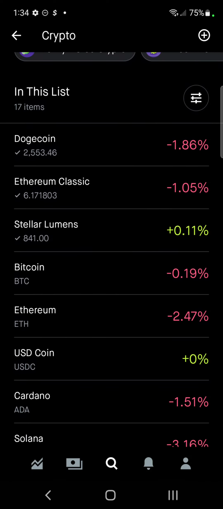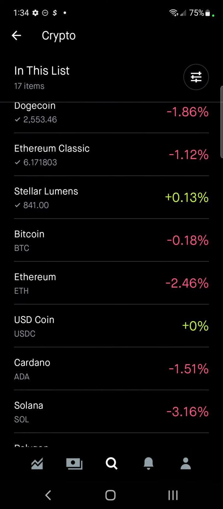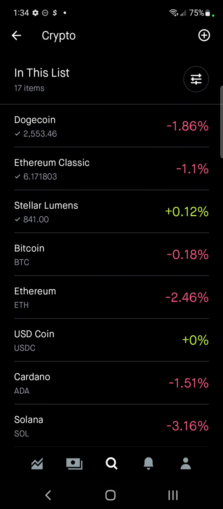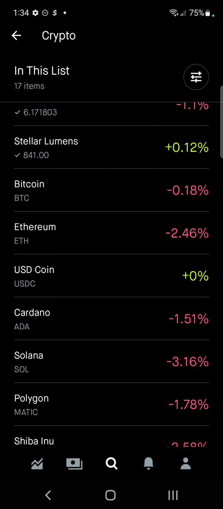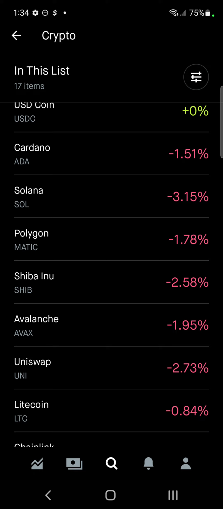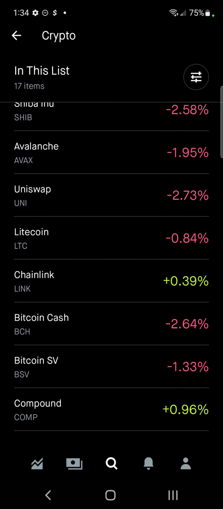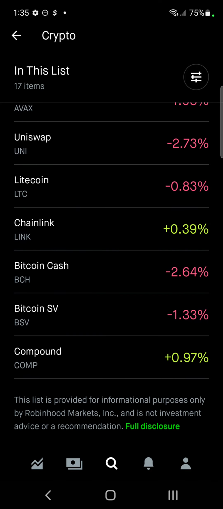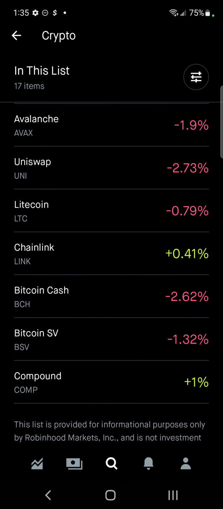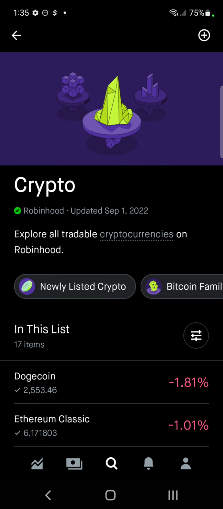But here in Robinhood, you have a much longer list of crypto you can trade, and I think there's about 17 or 18 coins. As you can see, you have Dogecoin, Ethereum Classic, the granddaddy Bitcoin, Ethereum, and then a lot of the major players. You have Cardano, Solana, Shiba Inu, very popular there, and Litecoin, Compound, and Bitcoin Cash. Now, I really love Bitcoin Cash and Compound, as well as Dogecoin. Those are the ones I normally will day trade or swing trade.